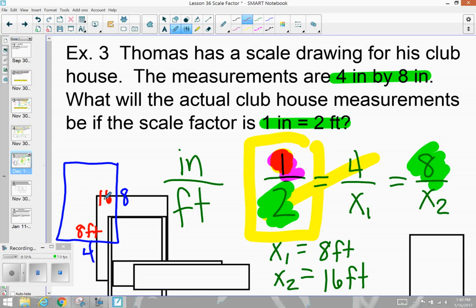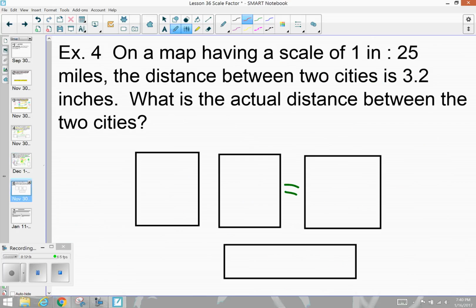Excellent. Very cool. And in our last example, we're going back to a map, and it has a scale factor of 1 inch to 25 miles. And the distance between two cities is 3.2 inches. Now, it's very important that we're not just looking at whole numbers. It's important for us to get used to using our decimal numbers. Since we can use a calculator, we don't solve it any different way. We solve it exactly the same way using our decimal.